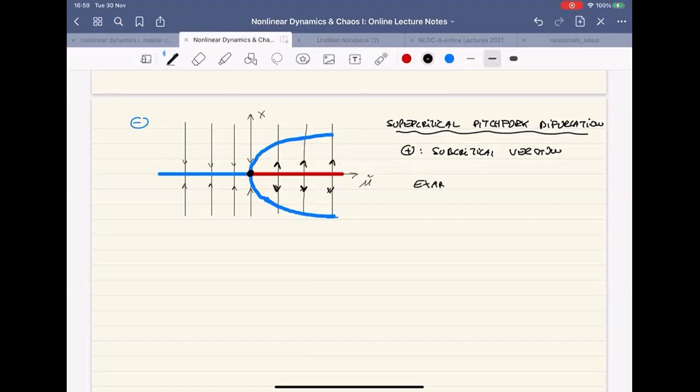An example in practice is buckling. And just in terms of a picture, you have a beam, and you're pushing it with force here, and you increase the force.